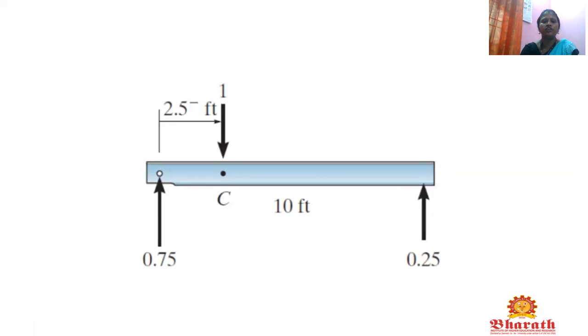Coming to the solution, look at the pictures. In this picture, we have calculated the reaction at A and the reaction at B. Here the unit load is acting at point C. Definitely, on the right hand side, the reaction at B is 0.25 and the reaction at A is 0.75. The total distance is 10 feet. So we are going to find, at 2.5 distance, what is the reaction at C.